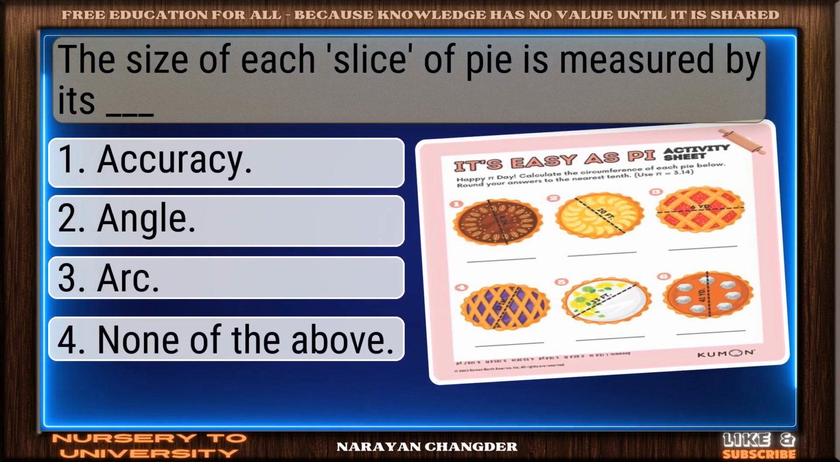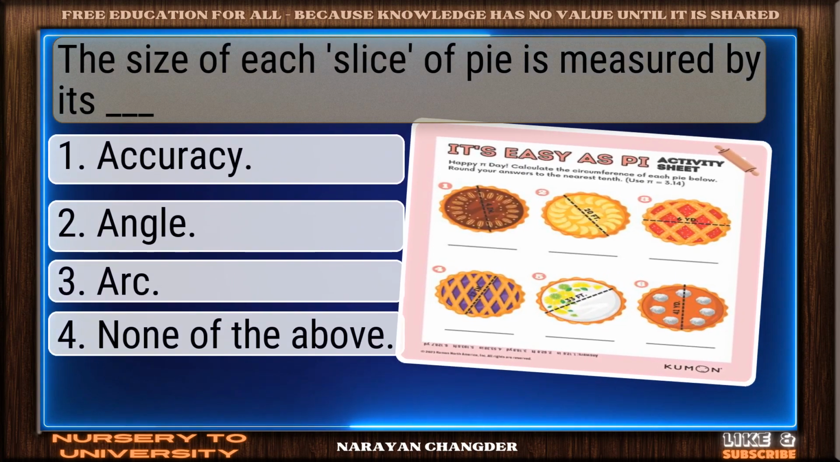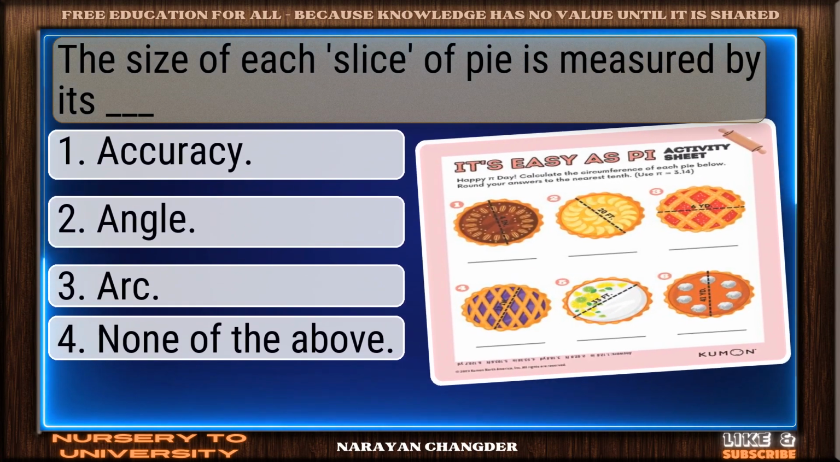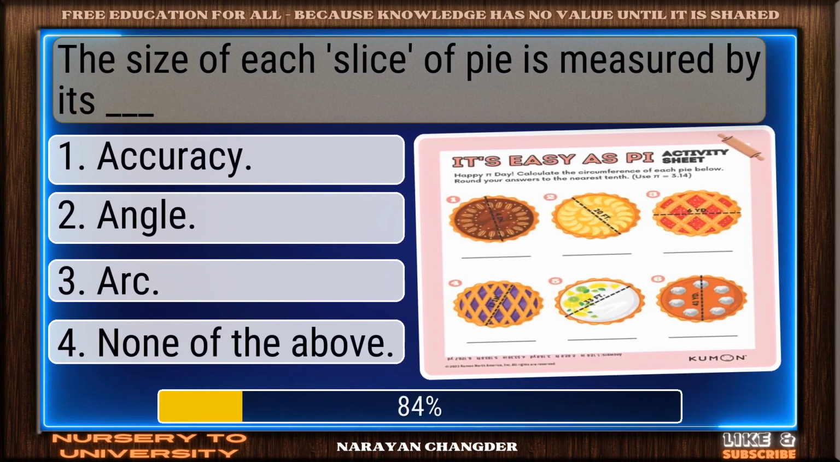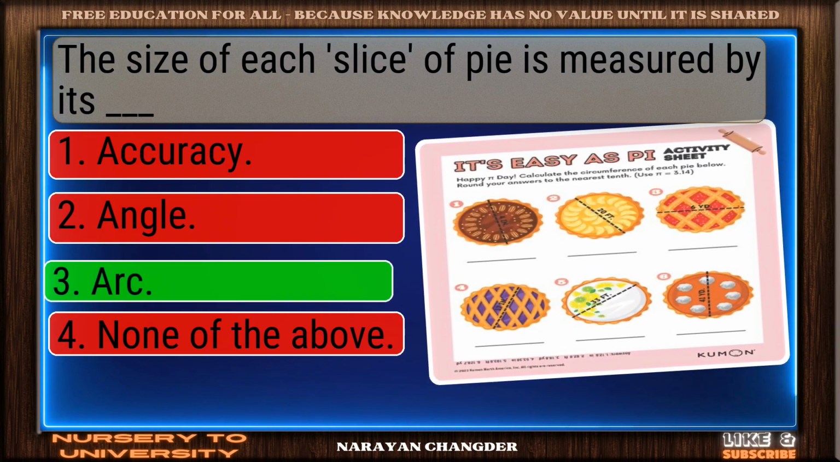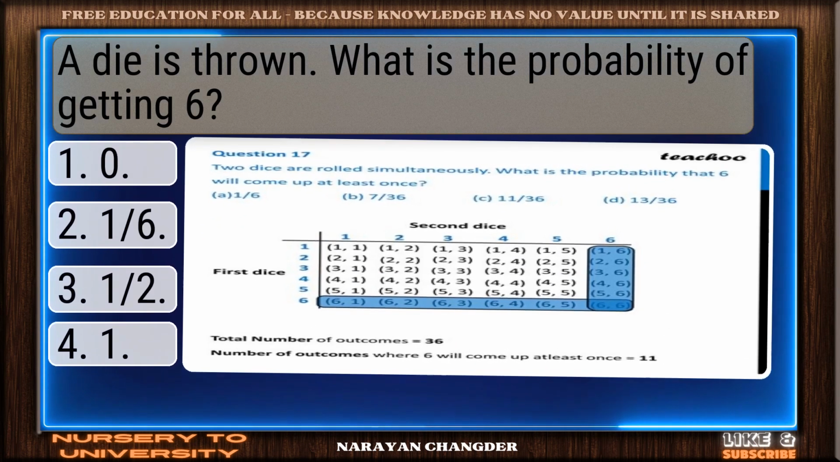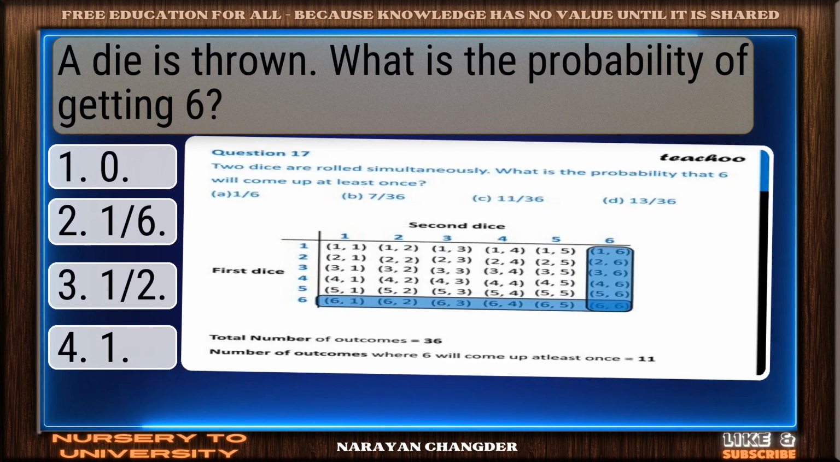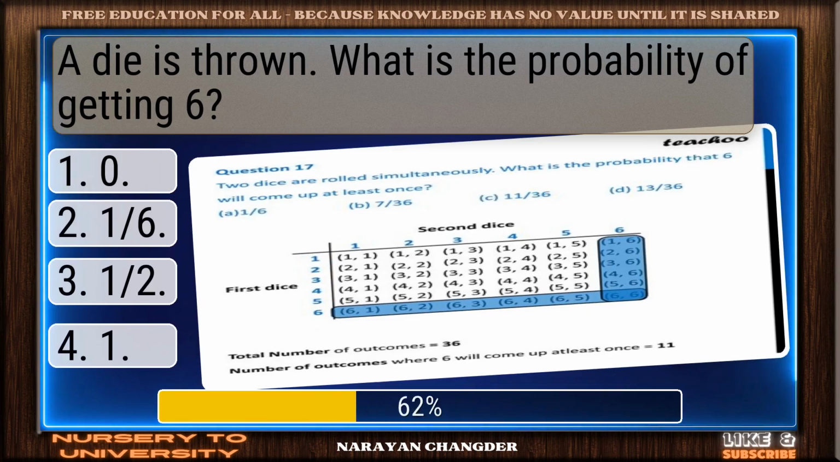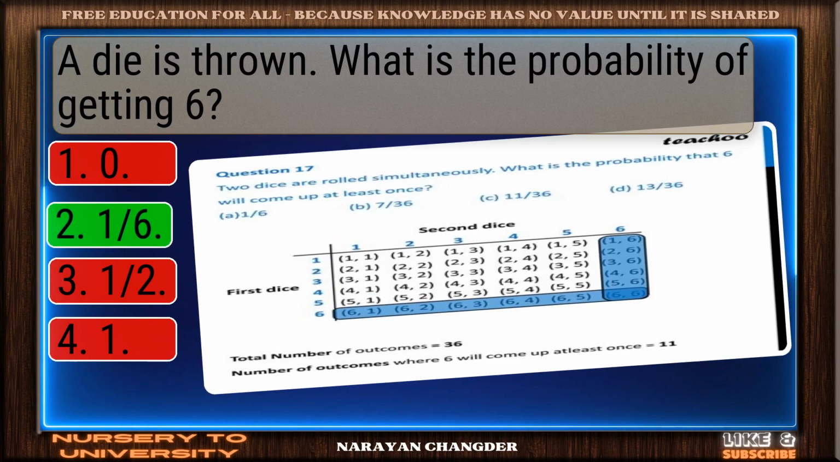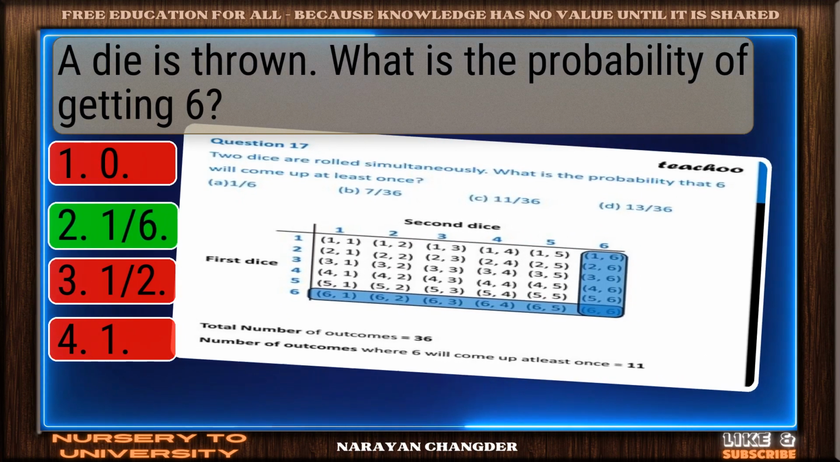Question number 142. The size of each slice of pie is measured by its dash. Right again. Arc is a valid answer. Question number 143. A die is thrown. What is the probability of getting 6? Good thinking. 1/6 is the right answer.